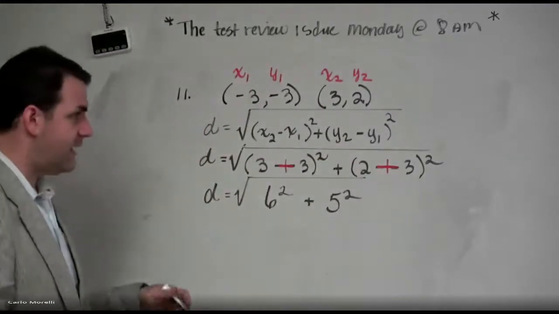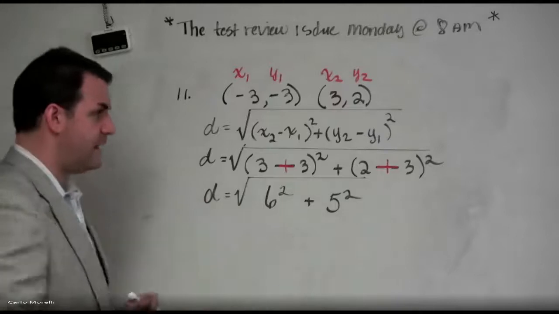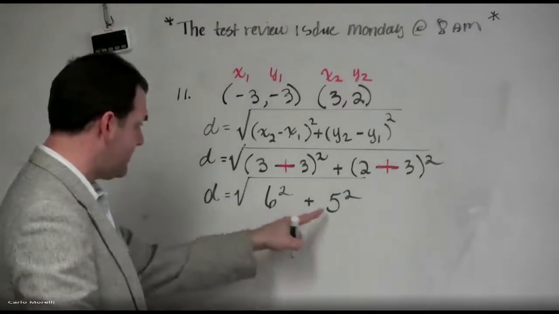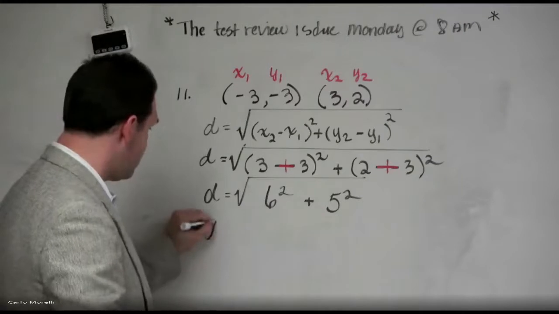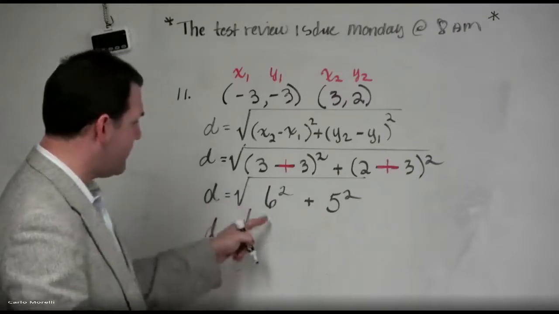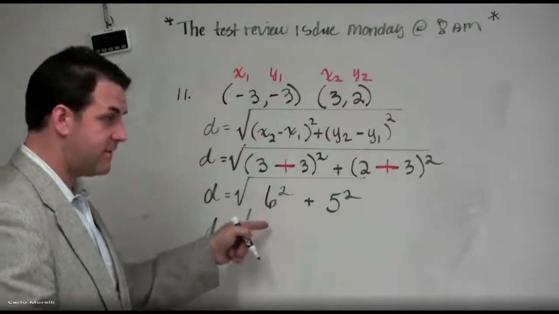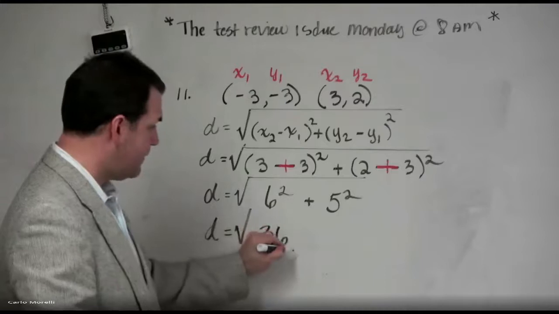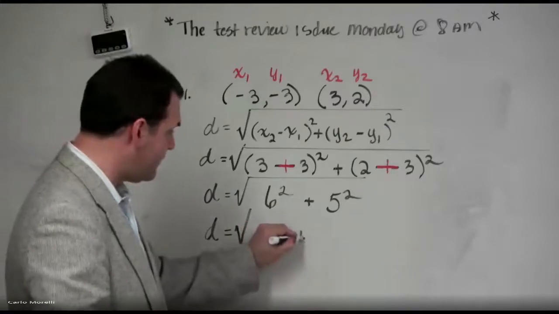So now we can't combine these in any way because they have different bases. This base is 6, this base is 5. So we just have to actually expand these squares out. So 6 squared is 6 times 6. 6 times 6 is 36. Plus 5 squared, 5 times 5 is 25.